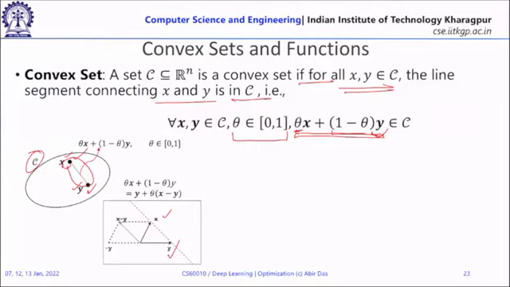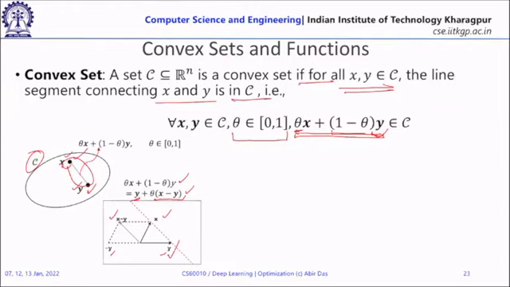Theta x plus 1 minus theta y, I can write in this form: y plus theta times (x minus y). So the point y is there, and then you are adding to it a portion of x minus y. This is y. What is x minus y? It is this, because this is minus y. So x minus y is just simple vector addition.